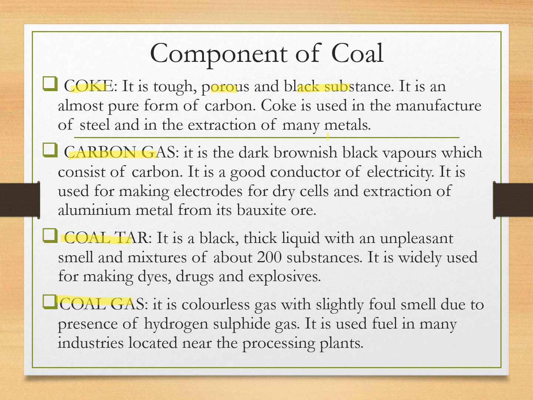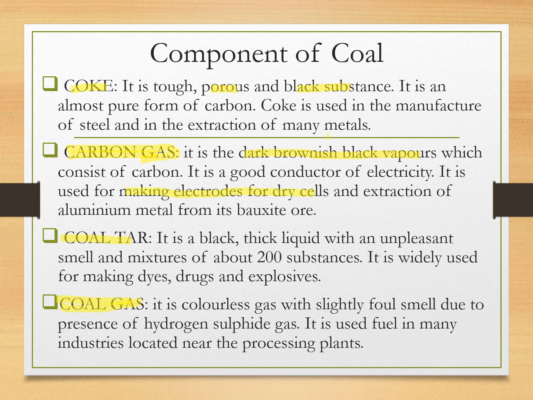Next we have another one called carbon gas. When you are producing coke, or trying to produce coal tar or coal gas, we also produce carbon gases, which are dark brownish black vapors, in gaseous form. It consists of carbon, and this carbon is one of the good conductors.